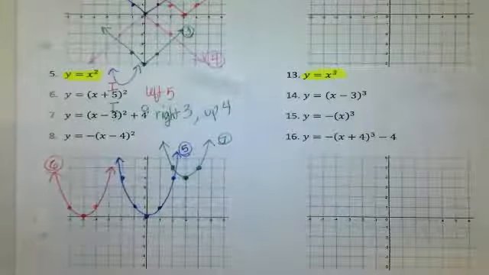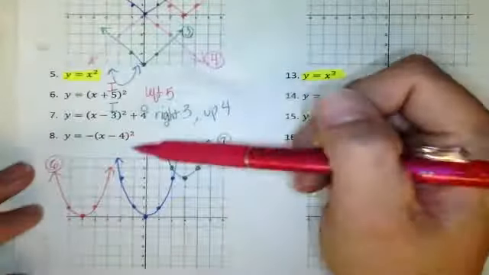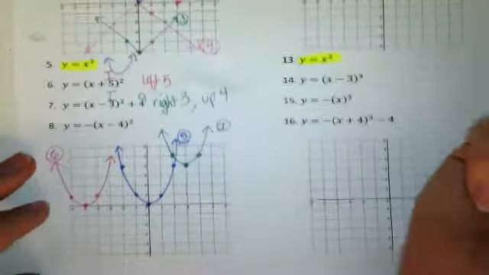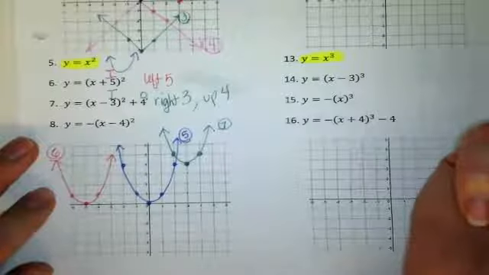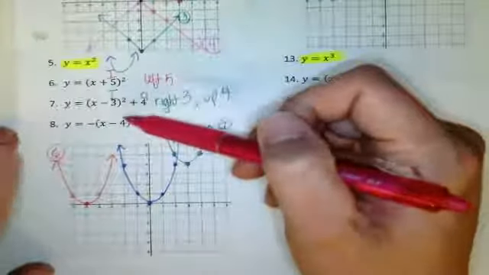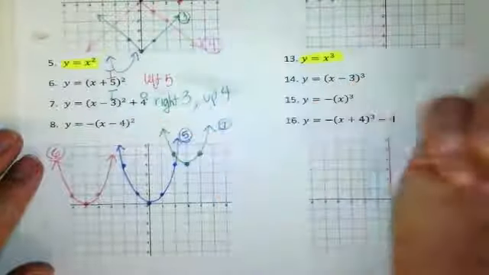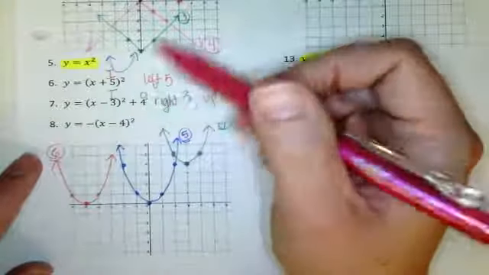All right, ladies and gentlemen, number 8. We have how many transformations here? 2. Well, 1 and a reflection. So 2. Oh, yeah, the -4. Okay.